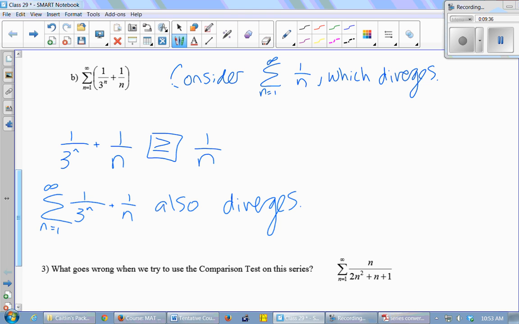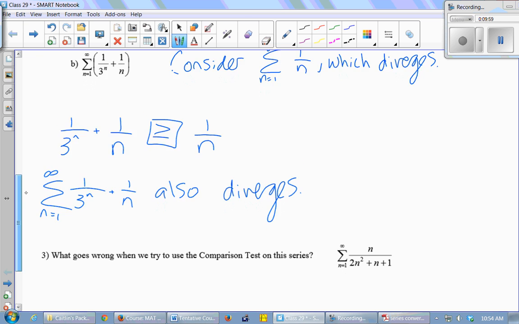So those are the two kinds of ways you can use a comparison test. Show that your sum is smaller than something that converges, or bigger than something that diverges. So smaller than something finite, or bigger than something infinite.